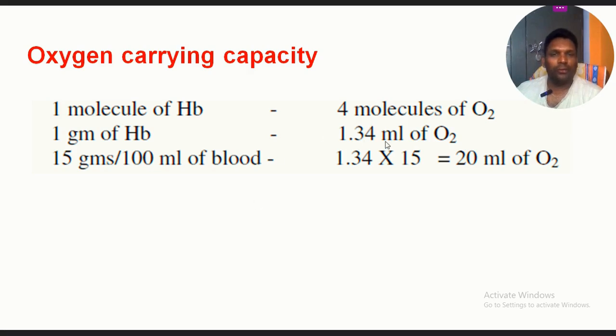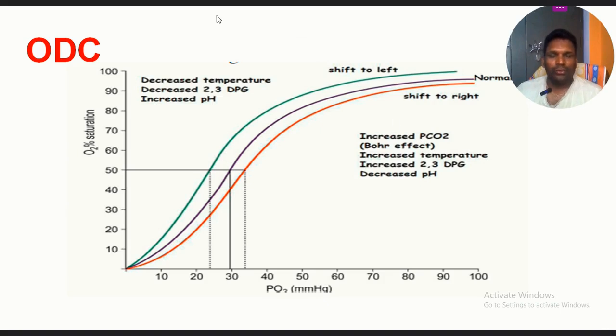This means 4 oxygen molecules can combine with one hemoglobin. Now we'll see the oxygen carrying capacity. One molecule of hemoglobin carries 4 molecules of oxygen. That means 1 gram of hemoglobin carries 1.34 ml of oxygen. This is a very important viva question and also a multiple choice question.